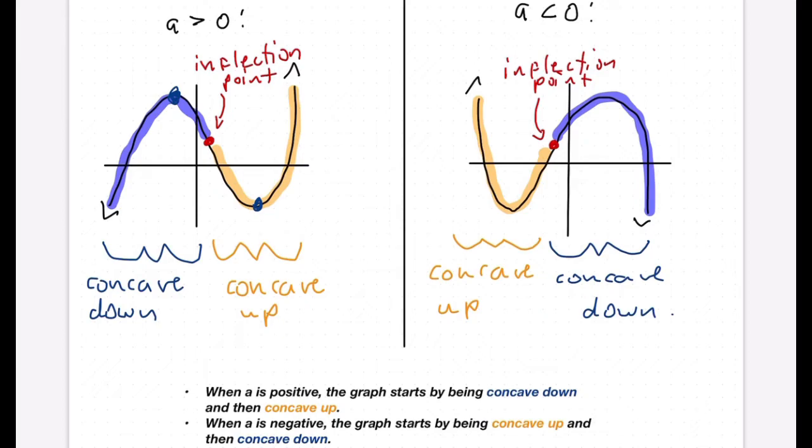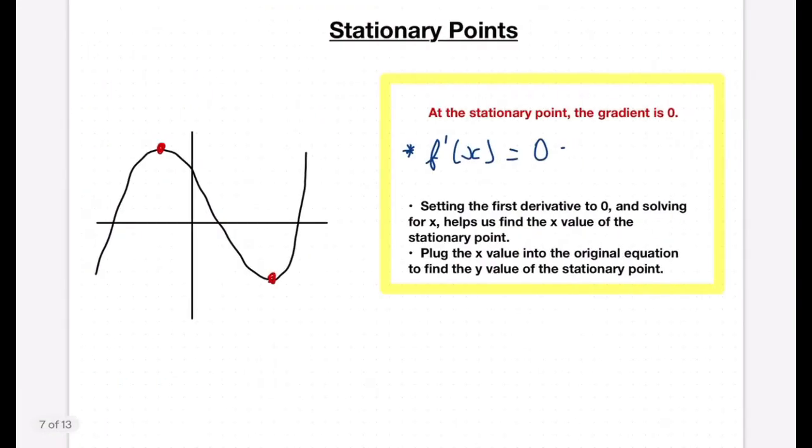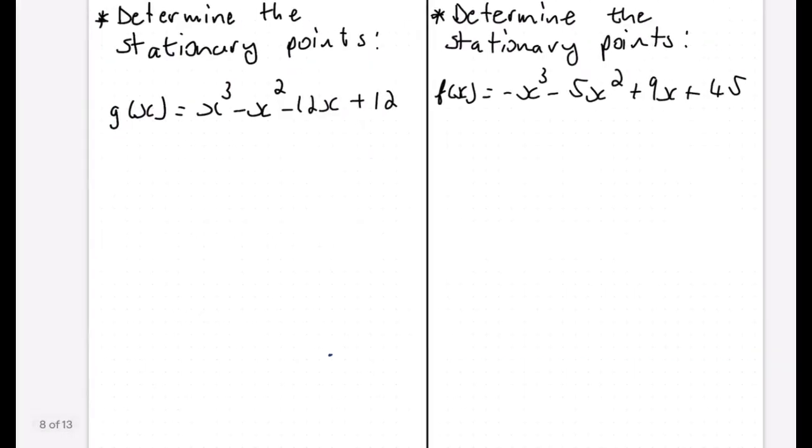We've learned about stationary points, though. We've learned that at the stationary point, the gradient is 0, or the first derivative is 0. So if you want to find the stationary point of a cubic graph, you're going to set the first derivative equal to 0. Then you're going to solve for x. That's going to give you the x value of the stationary point. You plug that x value back into the original equation to find the y value of the stationary point. Same process as when we were finding the inflection point, but we won't derive twice, we'll derive just once. Let's look at some examples here.